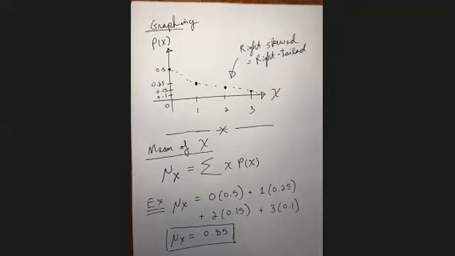Now, there's more to be said here. This mu, again, is not an X bar. It is not a sample mean. This is a population mean. That's why we're using the notation mu. So this 0.85 is representing the long run average. So if we were to conduct this experiment where we have a basketball player throw three free throw shots, and we did it over and over and over again, and then we took the average of all those sample means for each iteration of the experiment, that long run average would be 0.85. So this does indeed represent the population mean.